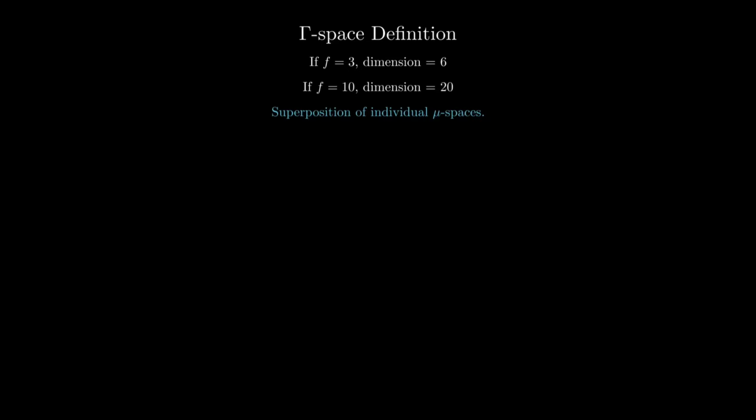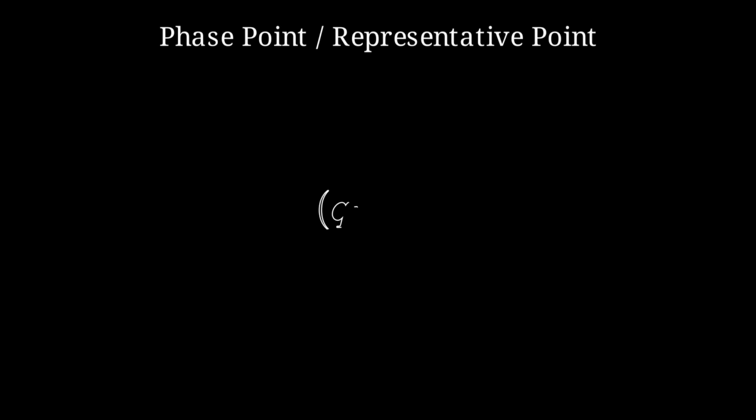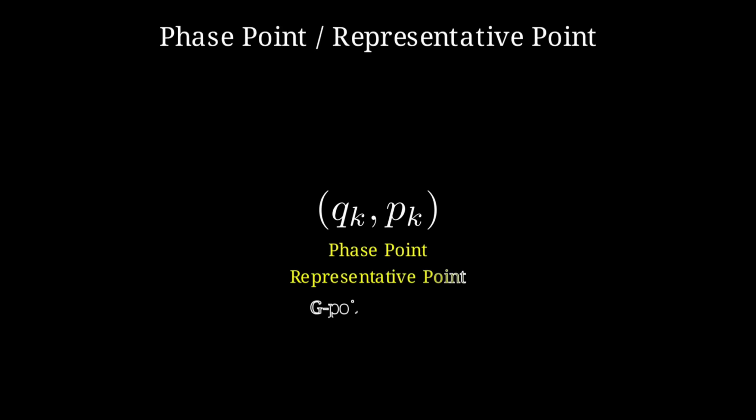Similar to the mu space, we can define a volume element in the gamma space. It is the product of all the position differentials and all the momentum differentials. Using product notation, we can write this compactly as the product over k equals 1 to f of dqk dpk. A single point in this huge 2f-dimensional space is defined by the set of coordinates qk and pk. This unique point represents the complete dynamical state of the entire system at one instant. We call this a phase point or a representative point. If we are dealing with a gas, they are sometimes referred to as G points.